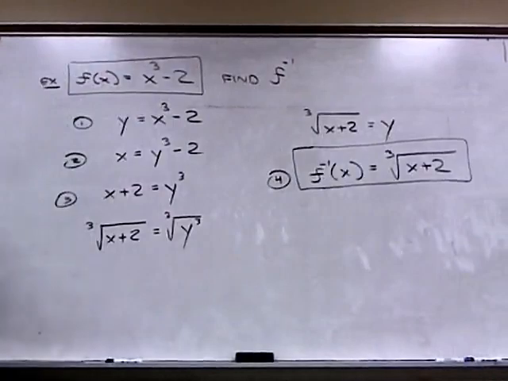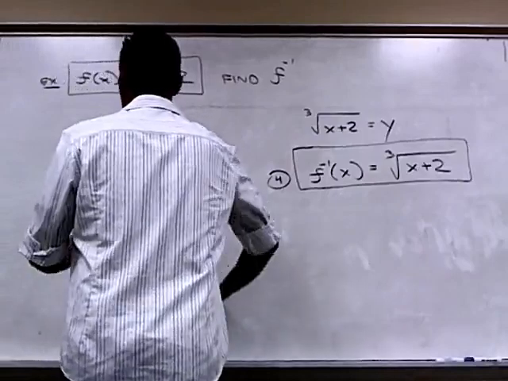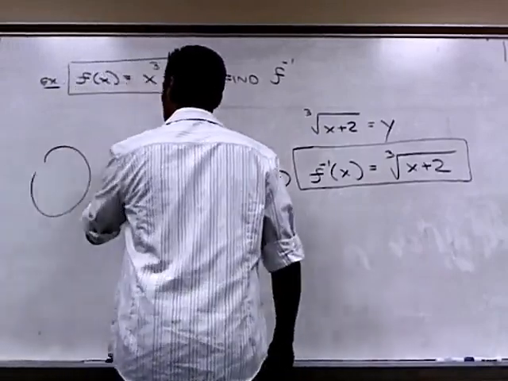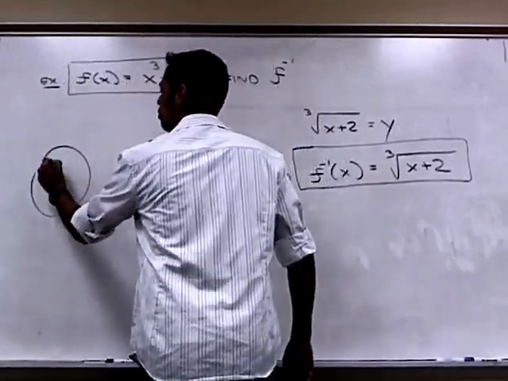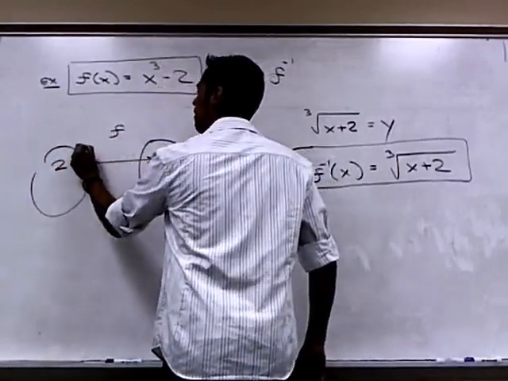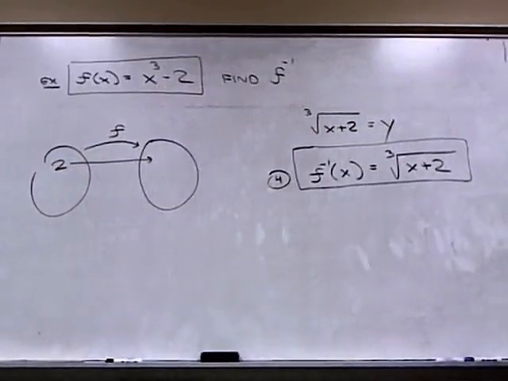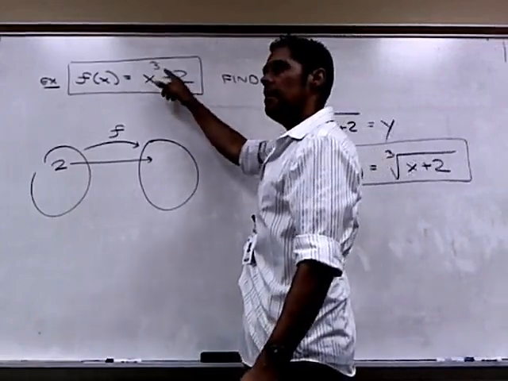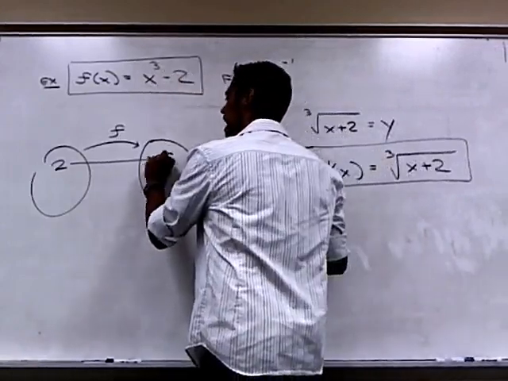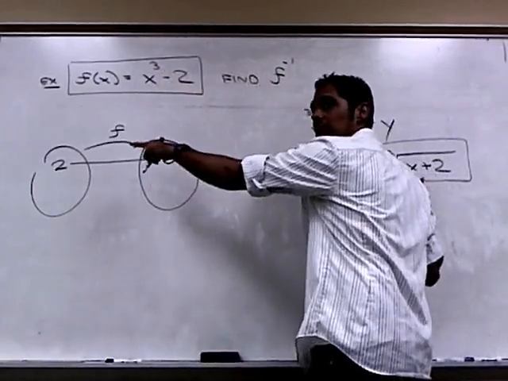Let's just check one value to see if this actually works. Let's say I take the number 2 and I send it through the f function like this. What would happen if I plug 2 into f? What does it spit out? 6, right? 2 cubed is 8, take away 2, that's 6. What should happen if I plug 6 into this one? It should take back to 2, right?